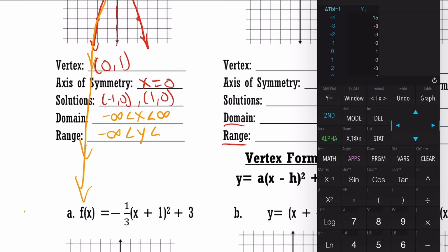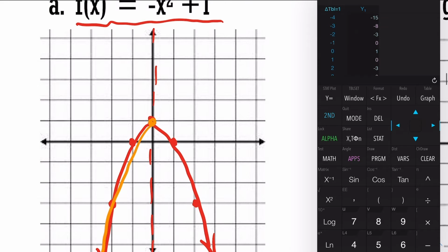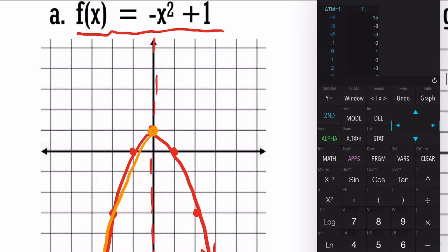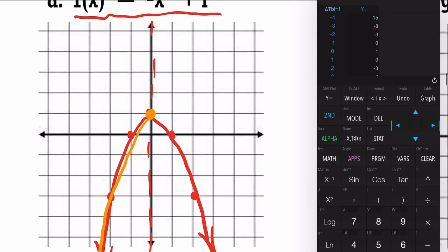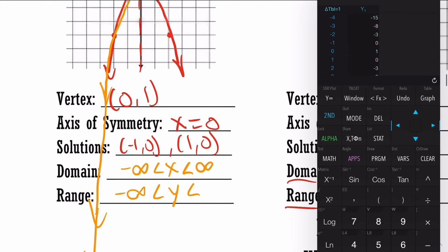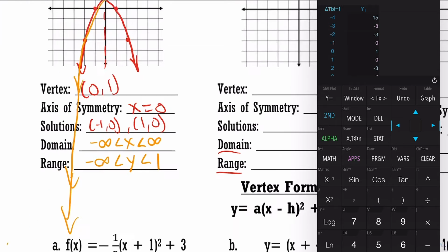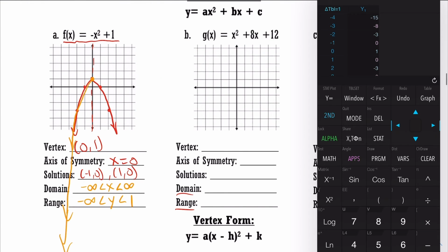But the y's also have a maximum. The maximum y is this one right here. No y's on this parabola are higher. None of them are greater than positive 1. Positive 1 was the maximum y, which was in the vertex. Okay, first one's done. Let's go to the next one.